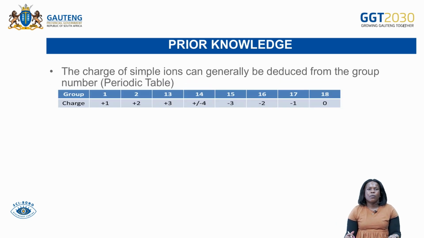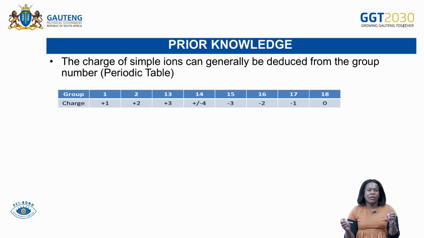All right. So also we spoke about the periodic table itself. Okay, trying to analyze where the metals are at, where the non-metals are at, where the semi-metals are at. All right, so we said that the charge of simple ions can generally be deduced from the group number in your periodic table. So at the top, I've got the group number, which is group number 1, number 2, number 13, number 14, 15, 16, 17, as well as 18. Okay, so depending on where the element is placed in the periodic table, we are able to tell the oxidation number, or rather the charge on it.